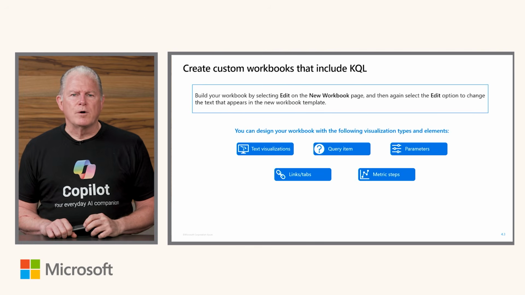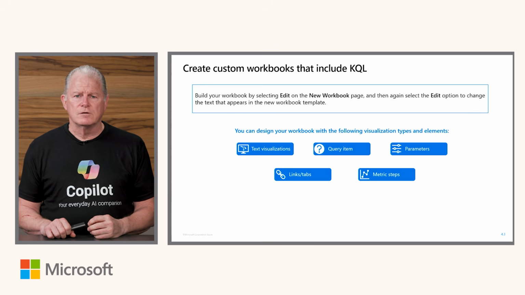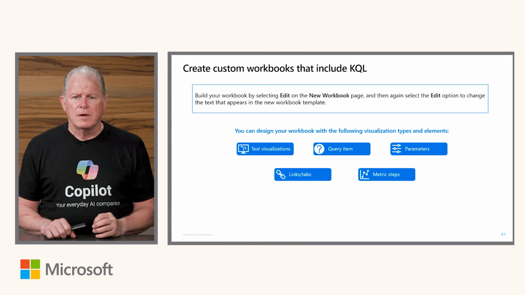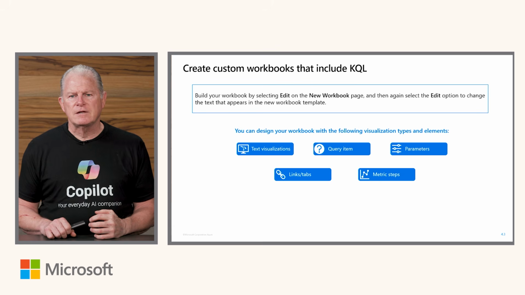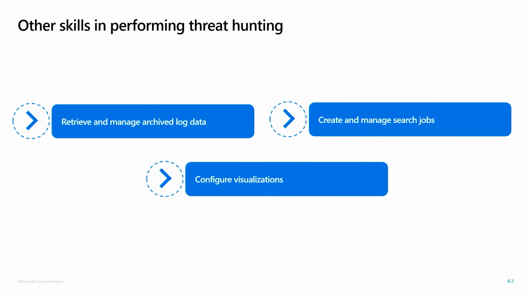When designing a workbook, you can use various visualization types and elements to present your data effectively. Here are some of the key visualization types and elements that you can use. There's text, grid, chart, map, time brush, bubble, parameters, and images. By leveraging these visualization types and elements, you can create comprehensive interactive workbooks that effectively communicate your security insights and findings.